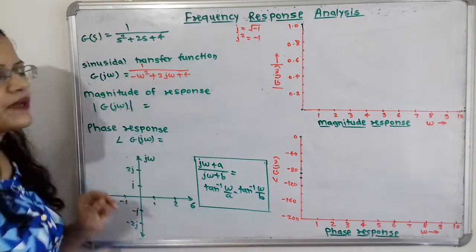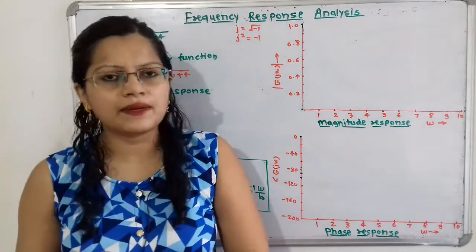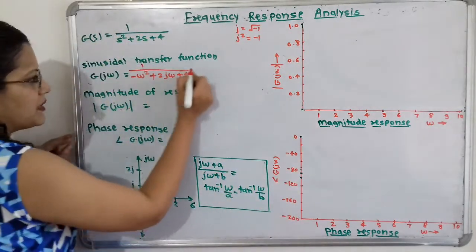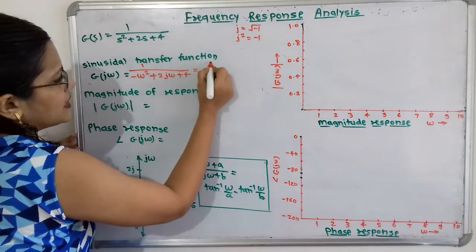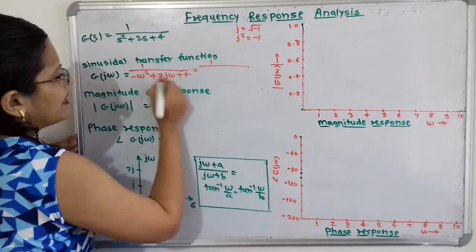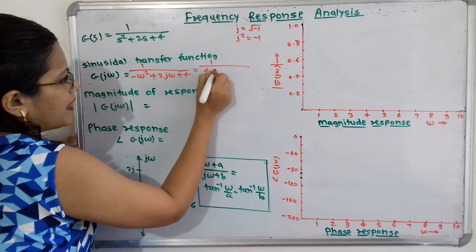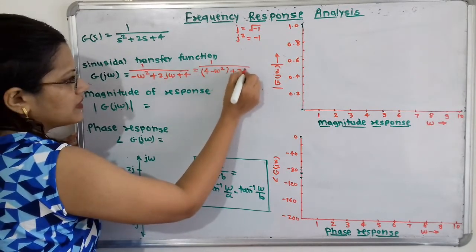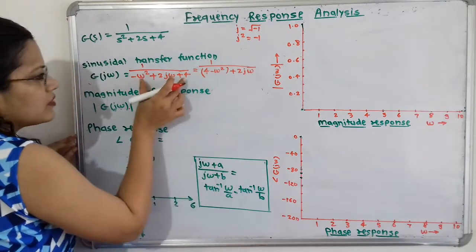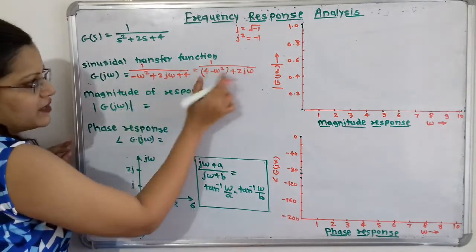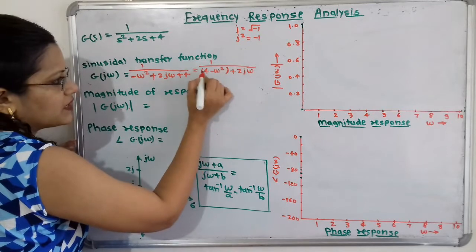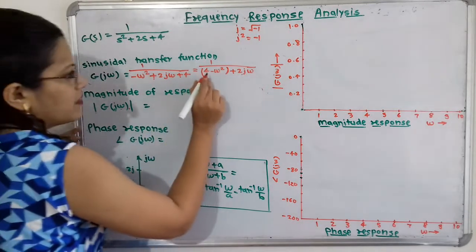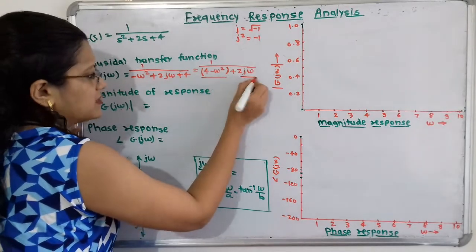Now this is the combination of real number and imaginary number. So we will separate the real number and we will separate the imaginary number. We can write this as 1 divided by (4 minus omega square) complete bracket plus 2j omega. So we have to rewrite this equation. Here is the first number, that is the real number, and here is the imaginary number. I will underline this. This is real and this is imaginary.